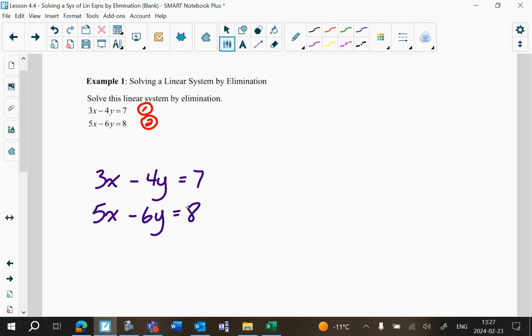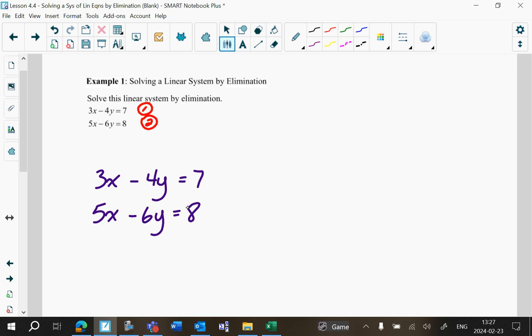I can't add and subtract right now and get rid of one of them, can I? If I add, I'll get 8x plus -10y. If I subtract, I'll get -2x plus 2y. So I've got to do something first.